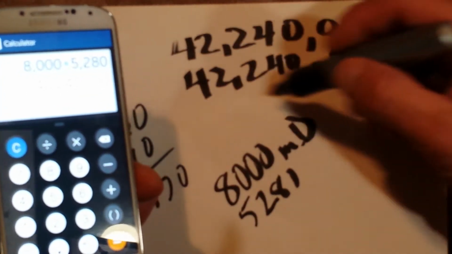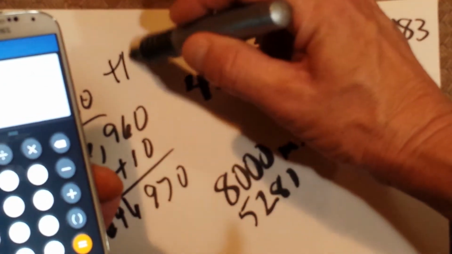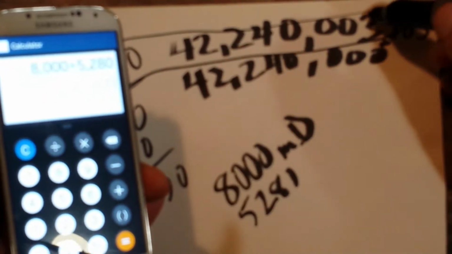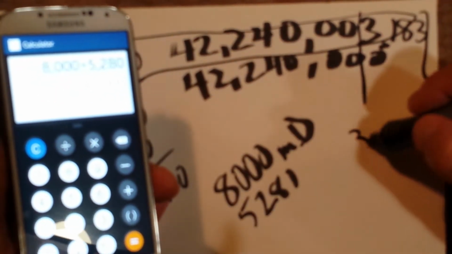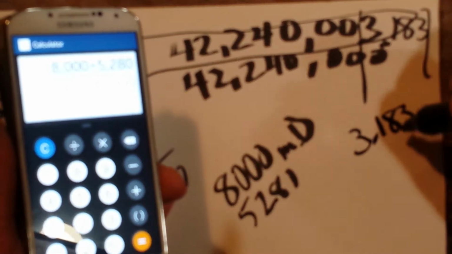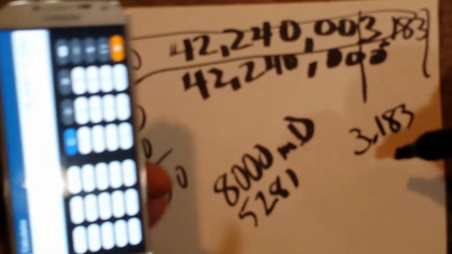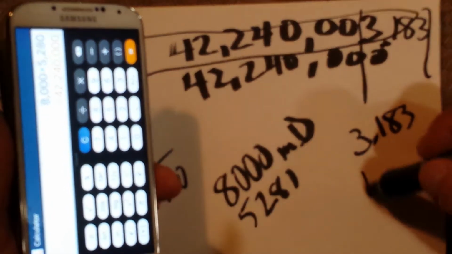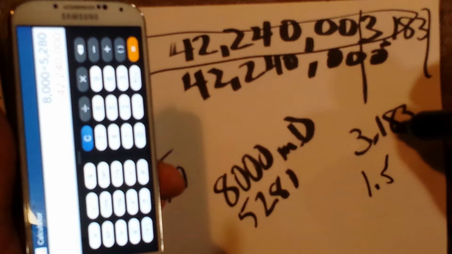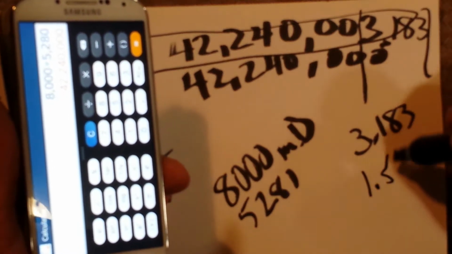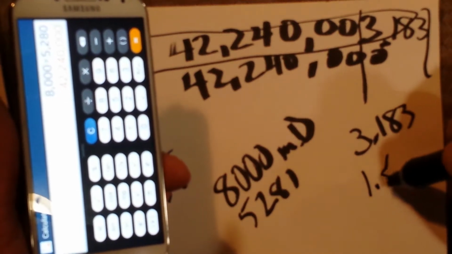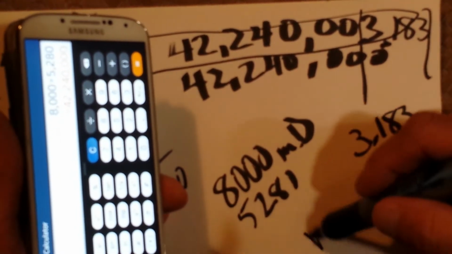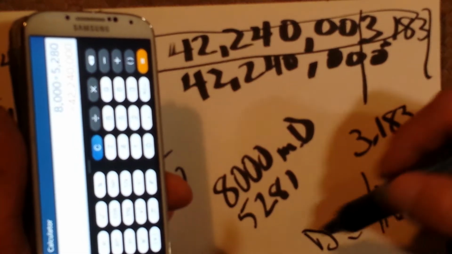So if you add 10 feet, you're going to get 3.183 feet more diameter, which is, what is that, half of that, well, just over 1.5 feet is going to be added to the radius.